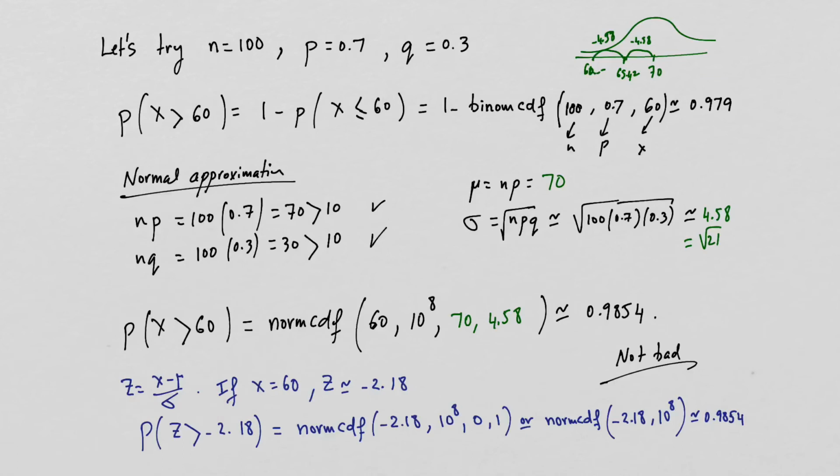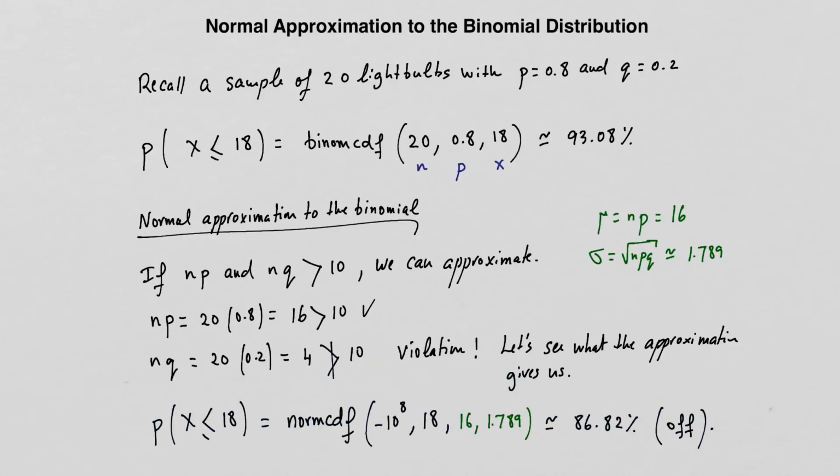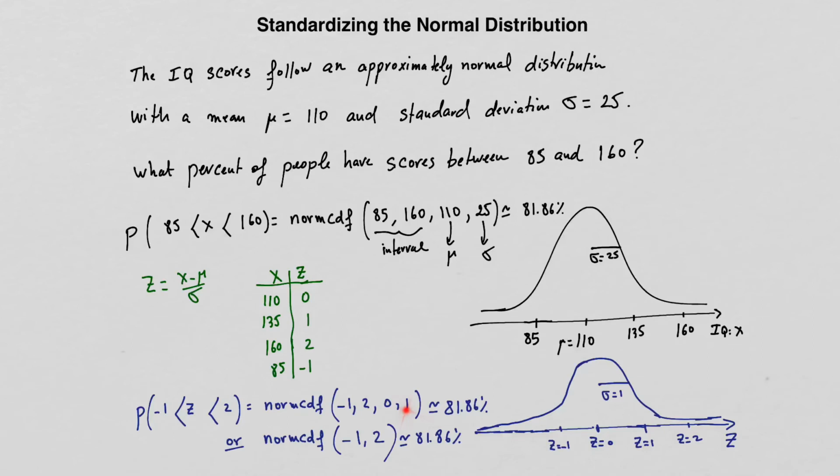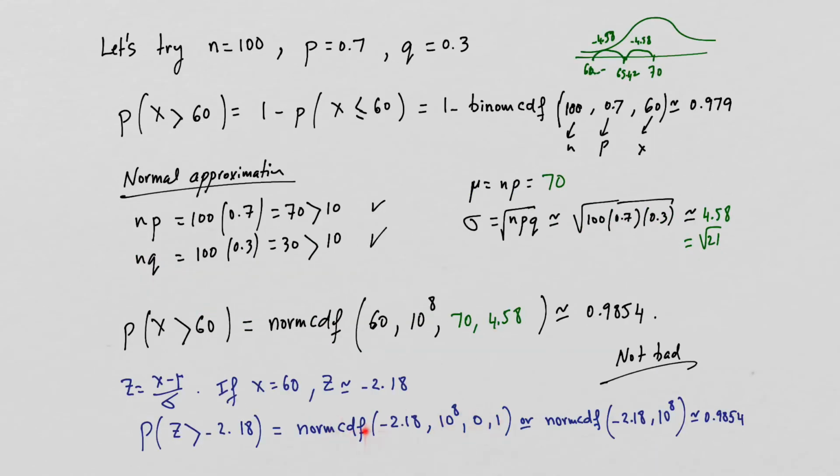So now, what's my interval? My interval is from negative 2.18 all the way to some large number. My mean is 0. Remember, you cannot write 70 and 4.58 anymore. For the standard normal, whenever you deal with z, the mean is always 0 and standard deviation is always 1. So you could do that. Or if you're lazy, don't even write 0, 1 at all. Just the interval. You will get the same answer, okay?